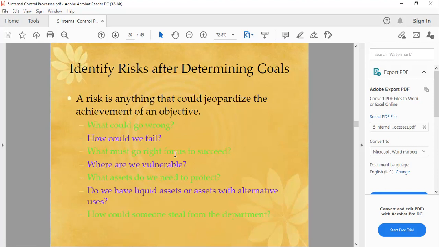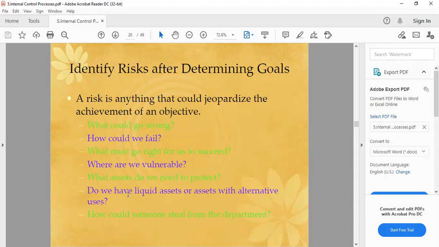Which means that what are the correct actions, courses of action that would lead us to success. Then we should know our weaknesses for us to be able to address them. That's why we have the question, where are we vulnerable? Then what assets do we need to protect? Because the assets are devoted towards business objectives. How do we protect them? How do we safeguard them?